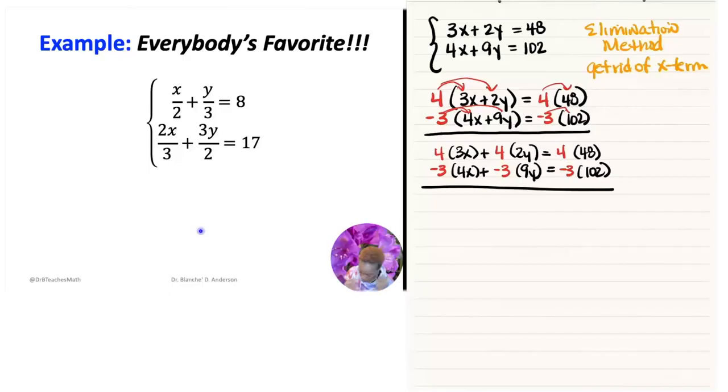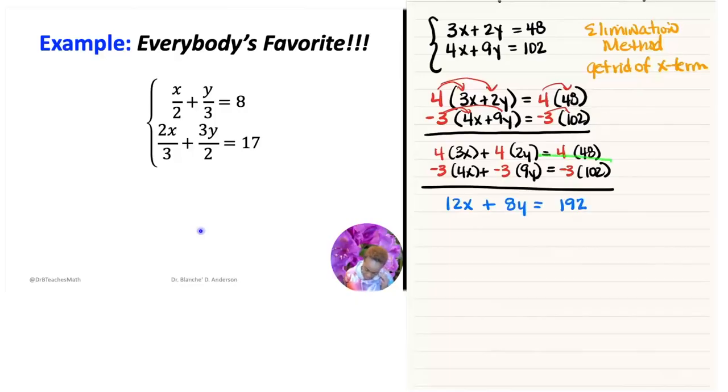I'm gonna put the first equation in blue. So I'm gonna simplify this one first. So you get 4 times 3, that's gonna be 12x plus 8y, and then 4 times 48, that's going to be 192. Okay, and then I'll do the second one in green.